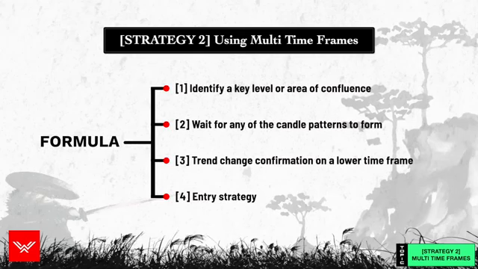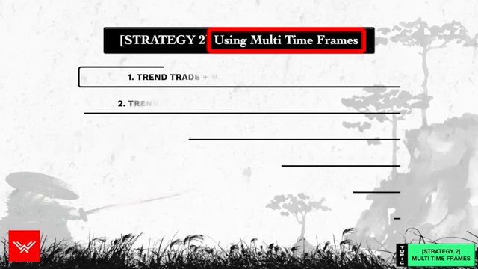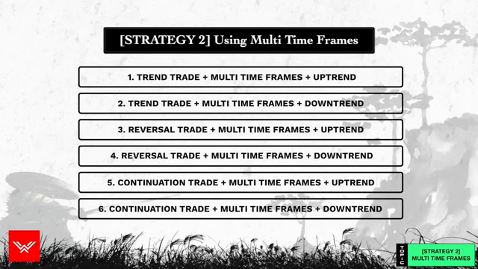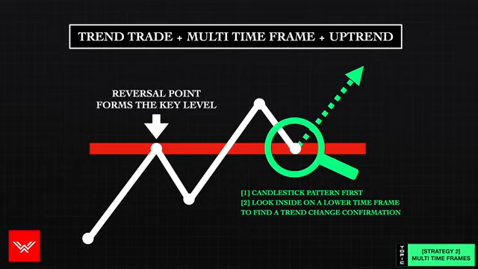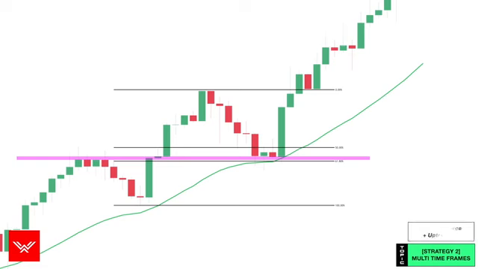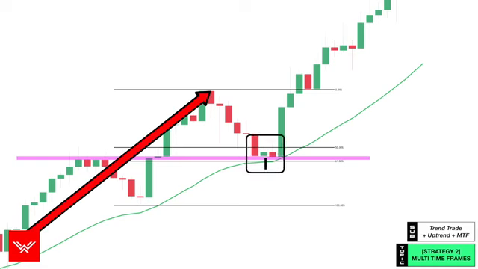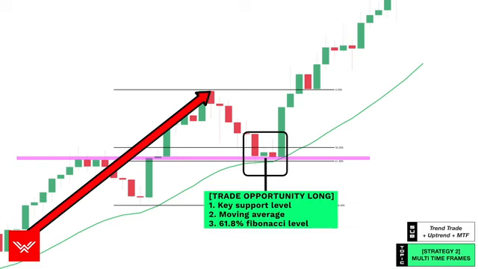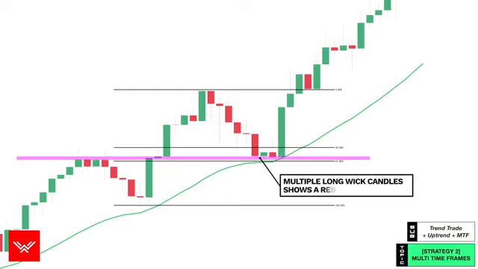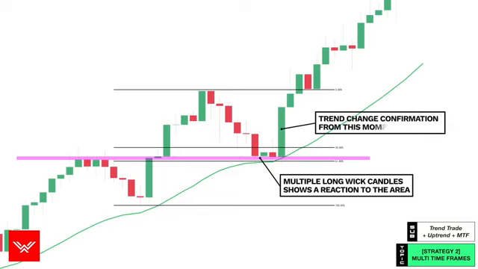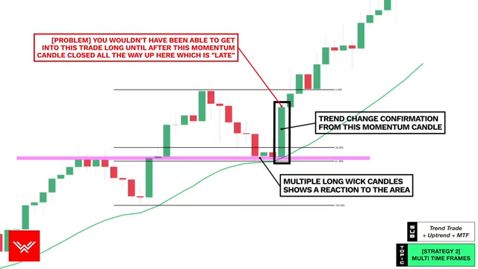Now here's the core formula, combined with the use of multi-time frames. And here are the core variations of the strategy. Starting with the first, which is a trend trade in an uptrend using multi-time frames. Again, you had your uptrend and your trade opportunity long at this area of confluence here. You then had multiple long wick candles reacting to the area of confluence. Now, the trend change confirmation came from this momentum candle here, meaning you wouldn't have been able to get into this trade long until after this momentum candle closed up here.